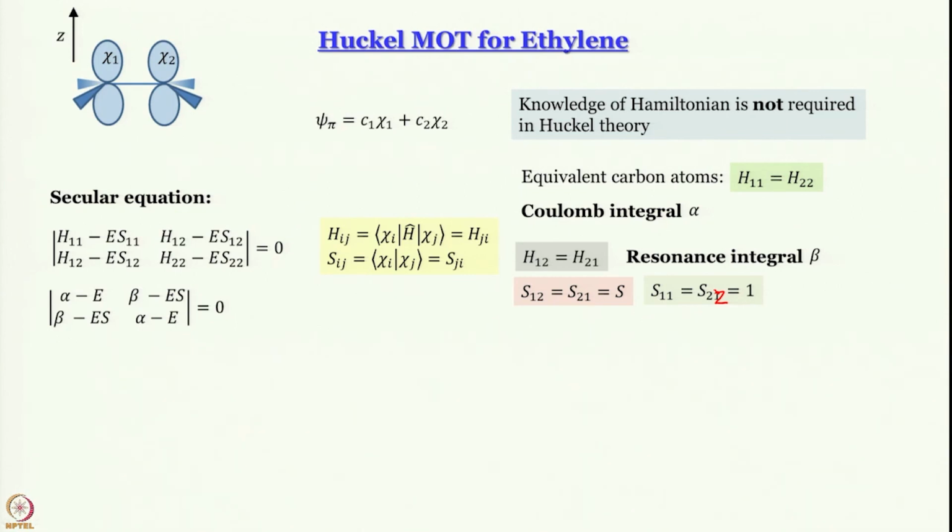You expand it and you get some expression for E, and just in order to ensure that we all know how to expand determinants, even though we have already handled many determinants, I will just expand this one. What does this mean? It means alpha minus E whole square minus beta minus ES whole square is equal to 0. So, this is like an x square minus y square kind of situation on the left hand side.